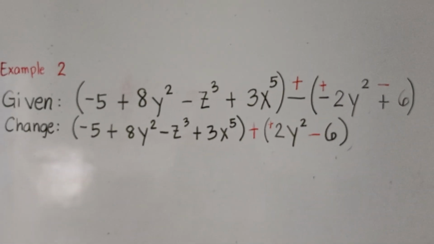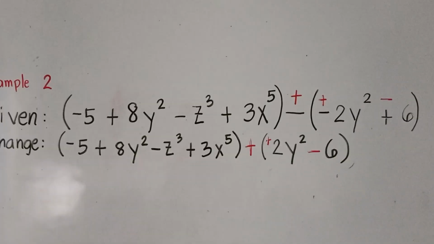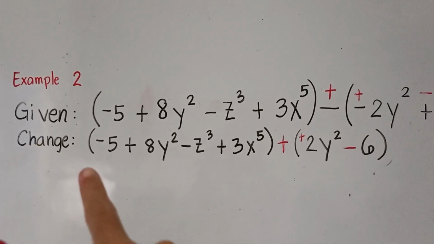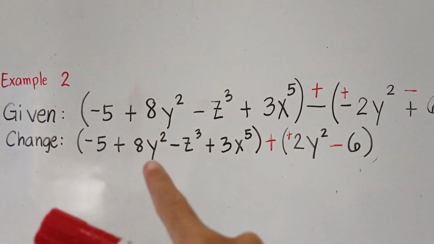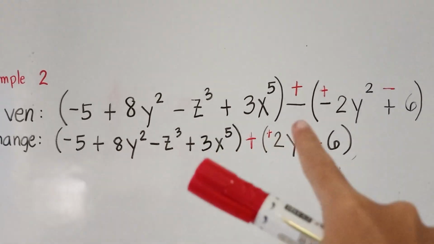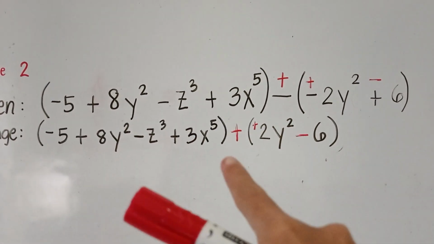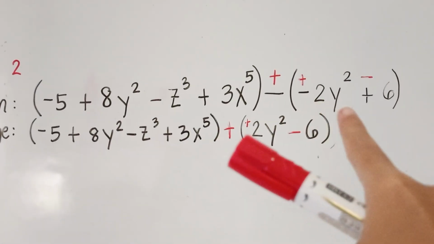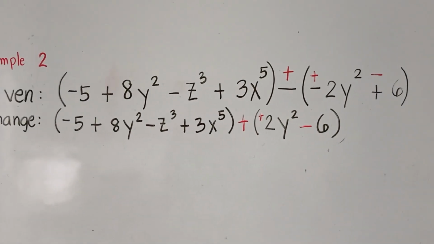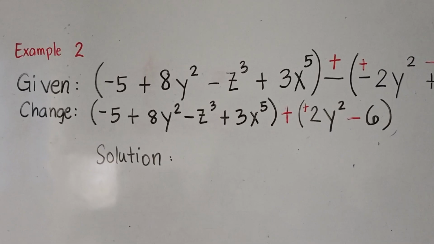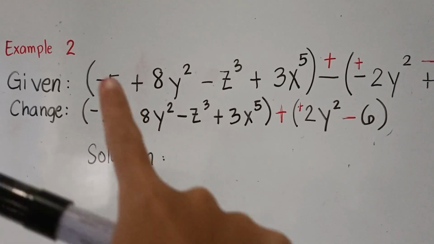So if we're going to rewrite it again, it will look like this. Okay, so the minuend did not change at all, while the minus sign becomes the plus sign, and the signs of the subtrahend were changed into its opposite sign. Now let's proceed in doing the solution.